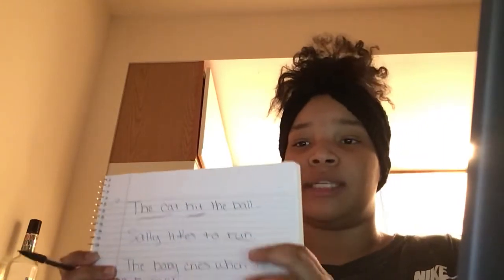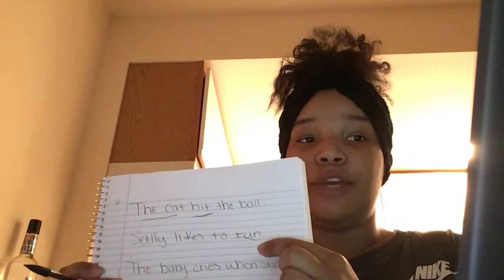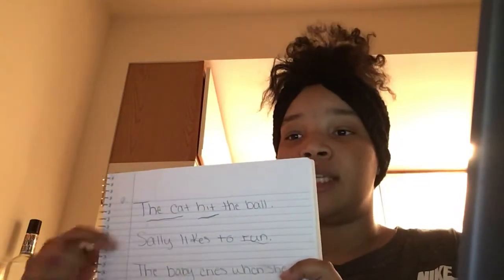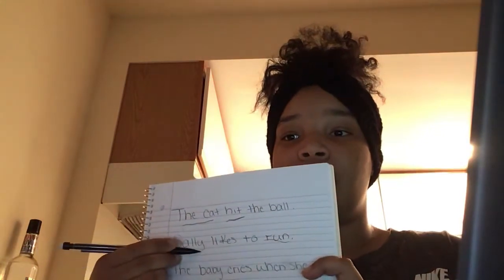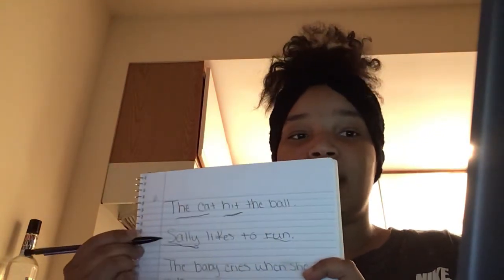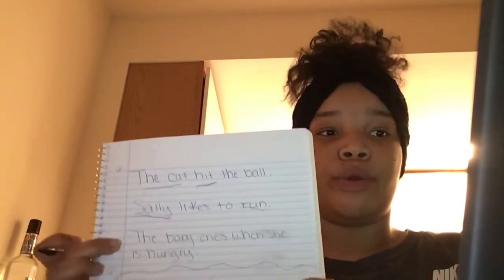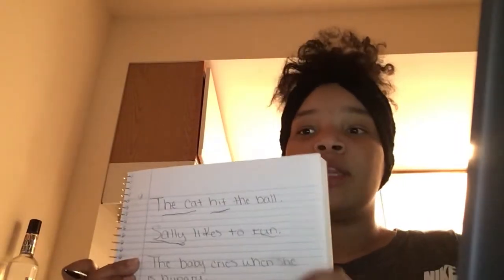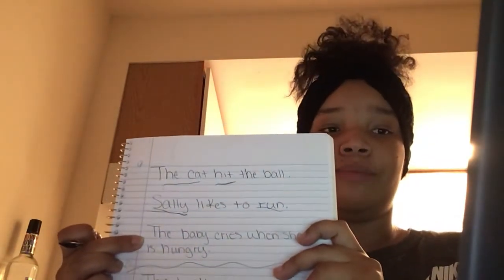I then ask myself, who runs? I know that Sally runs because the sentence says Sally likes to run. So I know that the subject of my sentence is Sally. The last example before we try this together is, the baby cries when she is hungry.